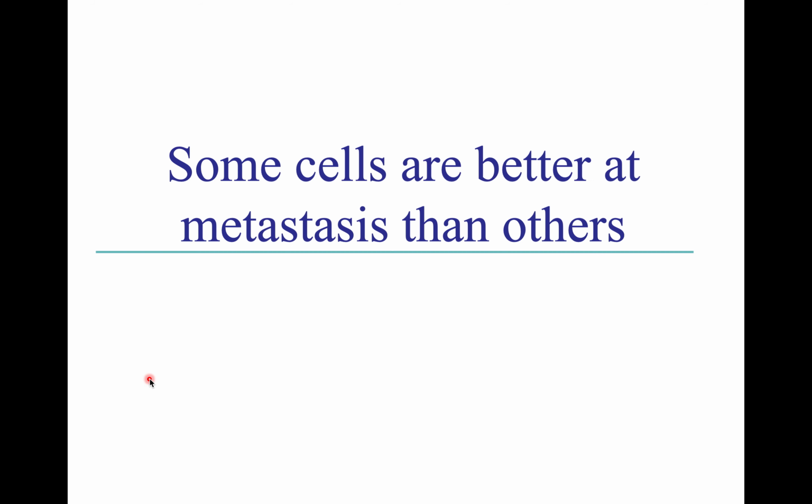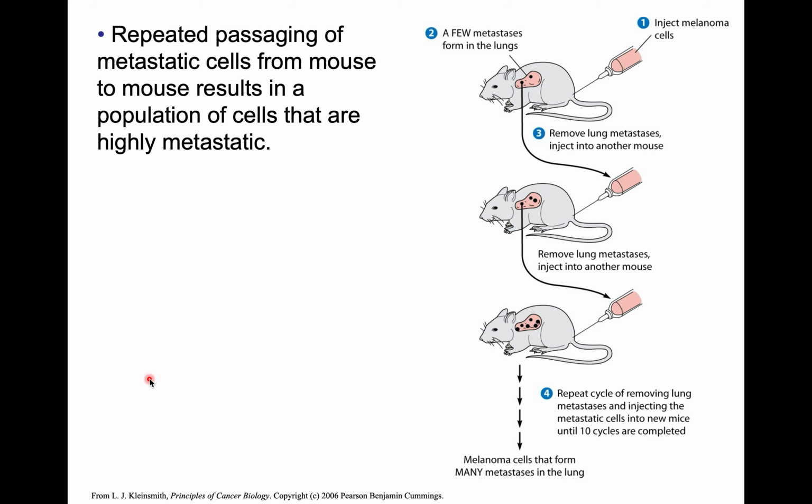So some of that movement may be through the lymphatic system. And another thing that researchers have determined over the years is that cancer cells can actually evolve to become better at metastasizing over time. So some simple experiments like this in mice really illustrate that point.